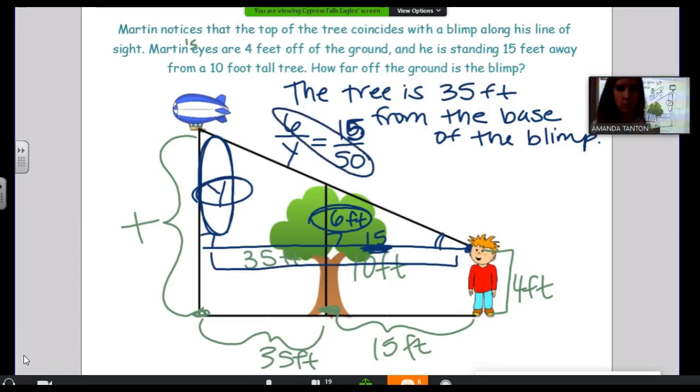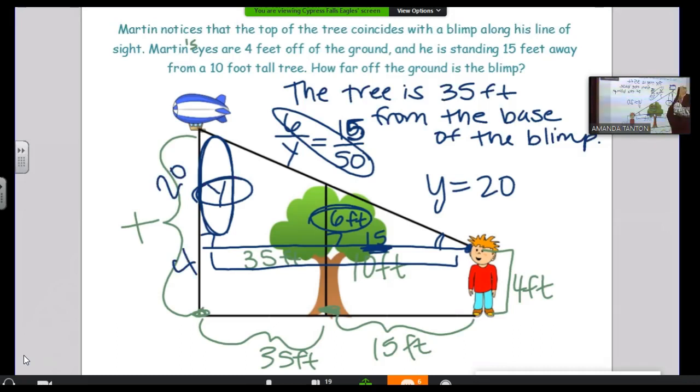So I cross multiply: 6 times 50 divided by 15, and we get y equals 20. We need to be careful. Now we know this is 20. We know his height is 4. So how high is the blimp off the ground? The final answer, you have to add that 4 back in. Final answer is 24 feet.